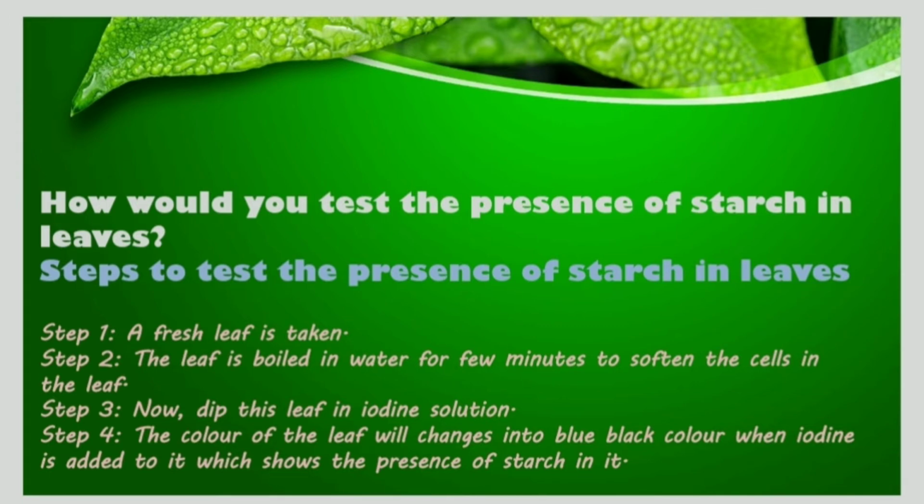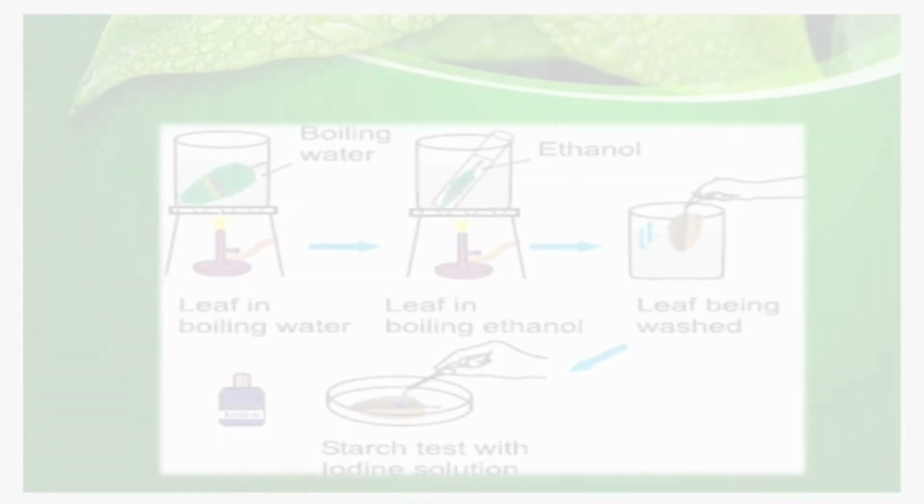Step 1. A fresh leaf is taken. Step 2. The leaf is boiled in water for a few minutes to soften the cells in the leaf. Step 3. Dip this leaf in iodine solution. Step 4. The color of the leaf will change into blue-black color when iodine is added to it, which shows the presence of starch in it.